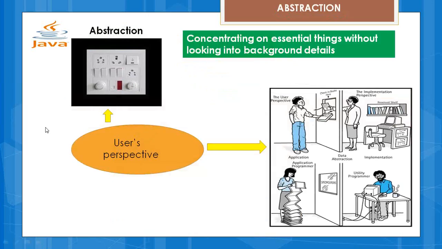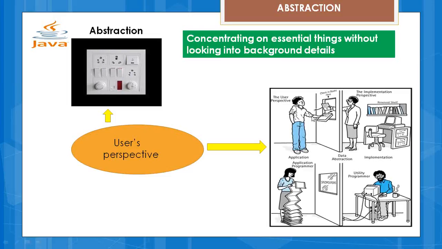Then we come to the most important feature, abstraction. Abstraction means the user's perspective. What does the user require? The definition of abstraction is concentrating on essential things without looking into the background details. Take an example, the switchboard. As a user we just need to know how to use this switchboard. We are not concerned with how the background wiring is done. It's not our job to look into how it is working. So the user's perspective is abstraction. Whatever is required, concentrate on that.